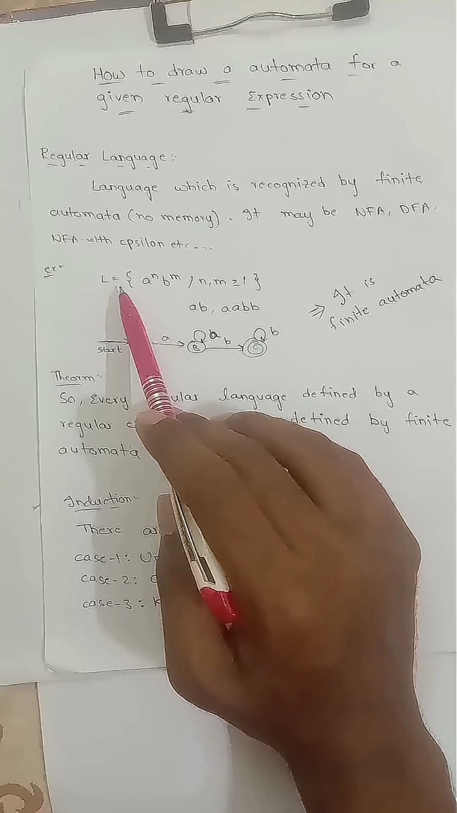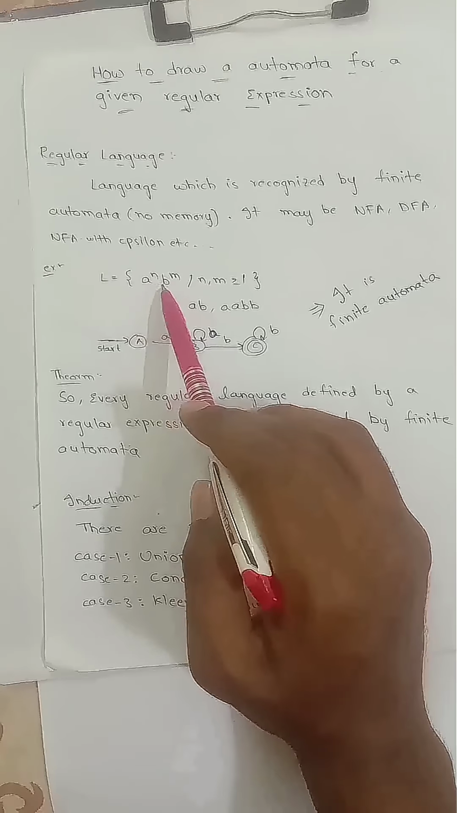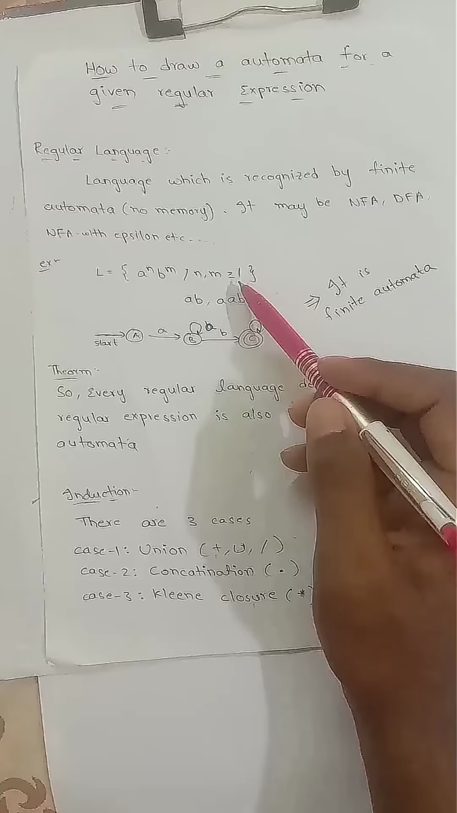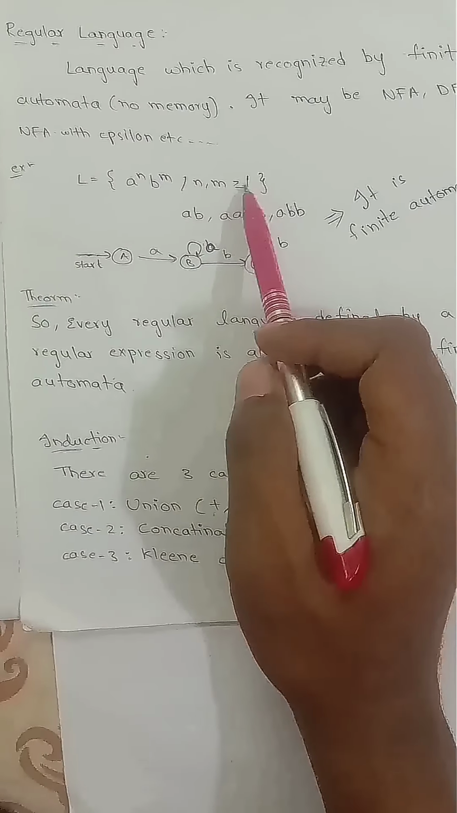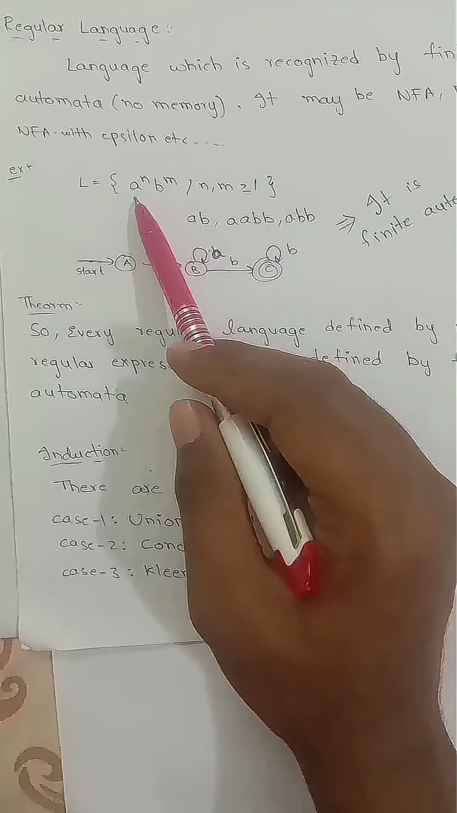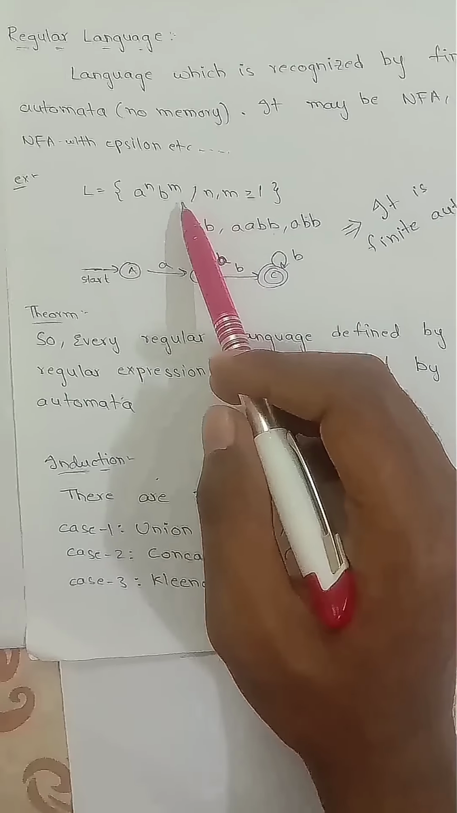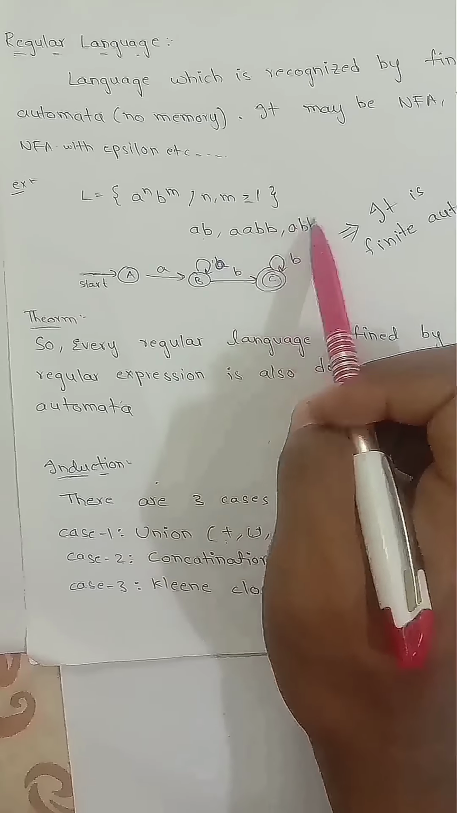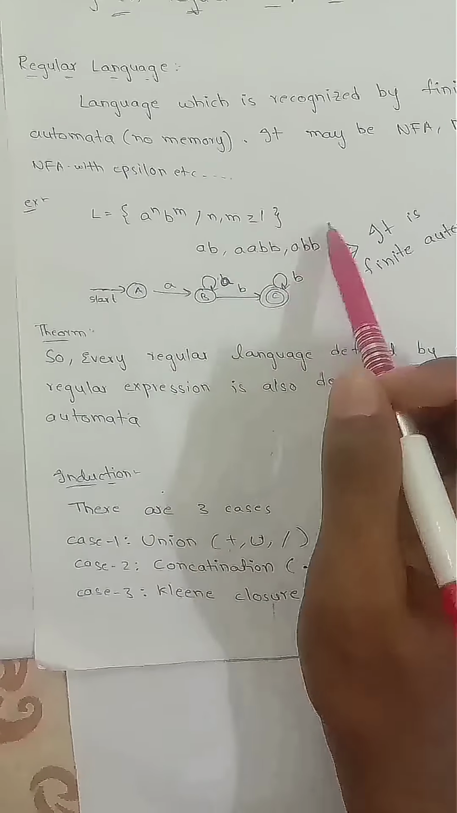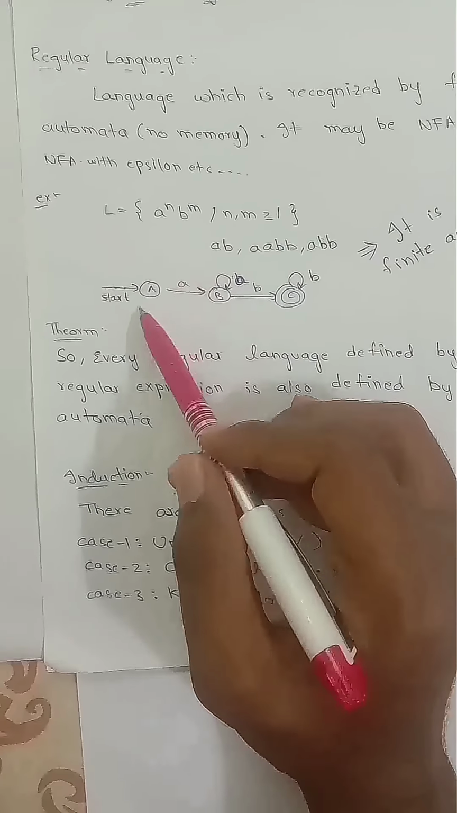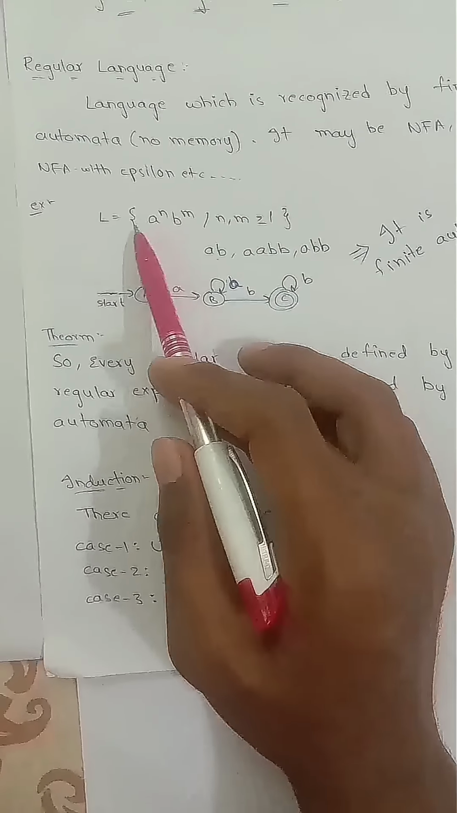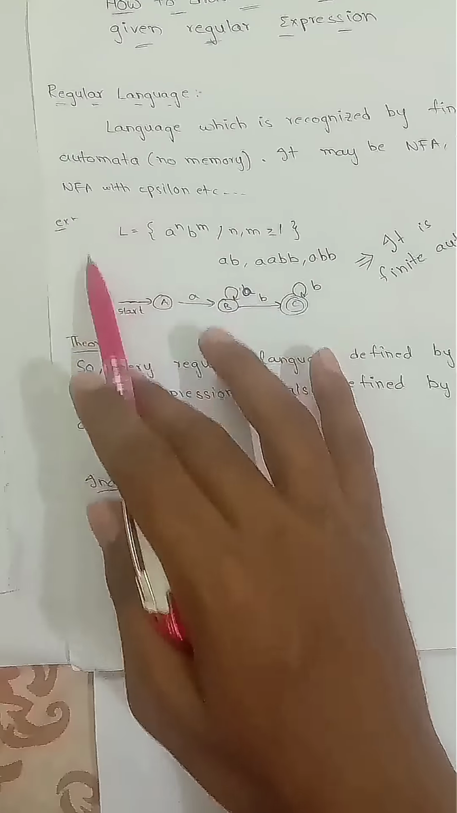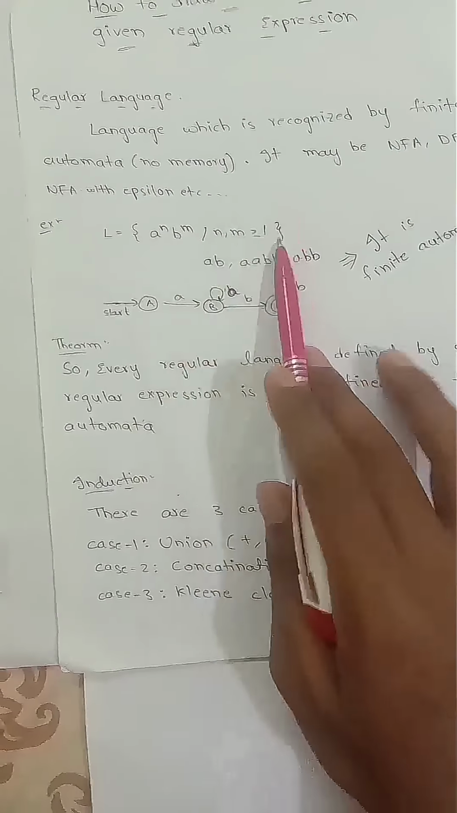Let us see an example. A language a^n b^m with the condition n, m greater than or equal to 1. Here n and m are independent of each other. That means n and m are not dependent on each other. So we can write AB, AABB, ABB and so on. So it is a finite automata. Therefore, we can draw an automata for this language like this. Finally, we decided that it is a finite automata.